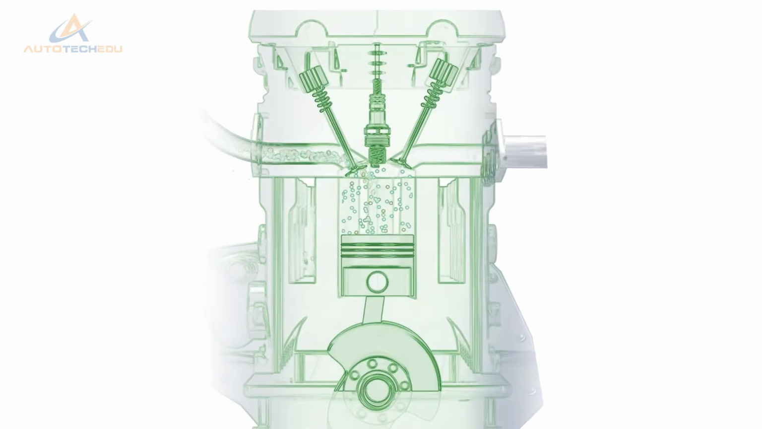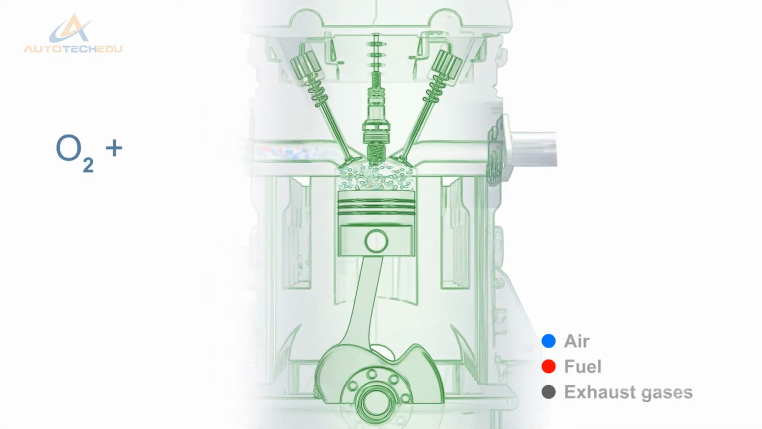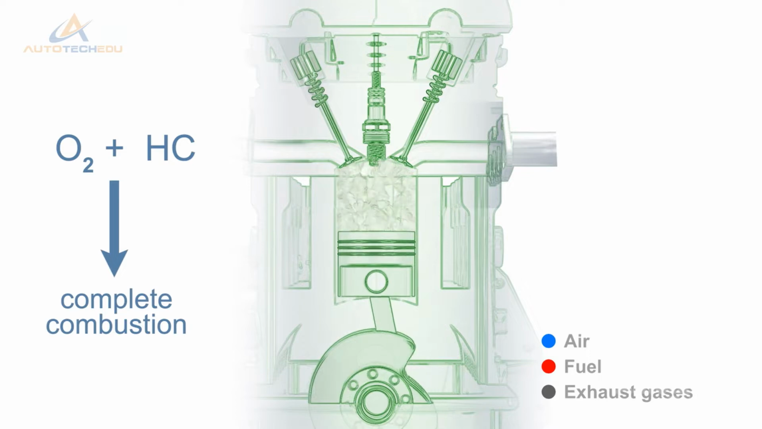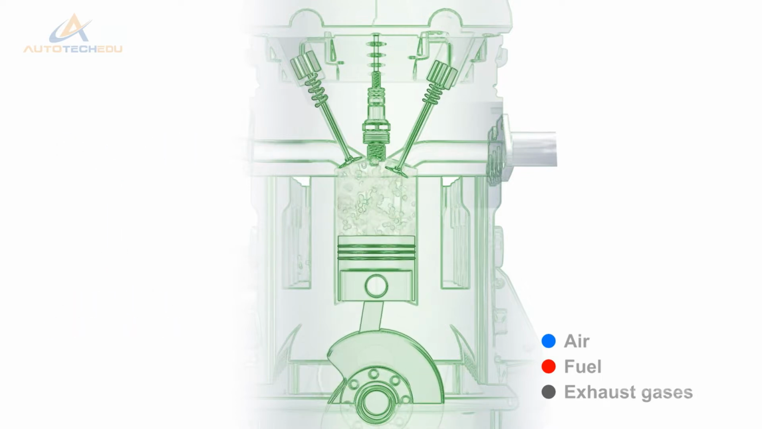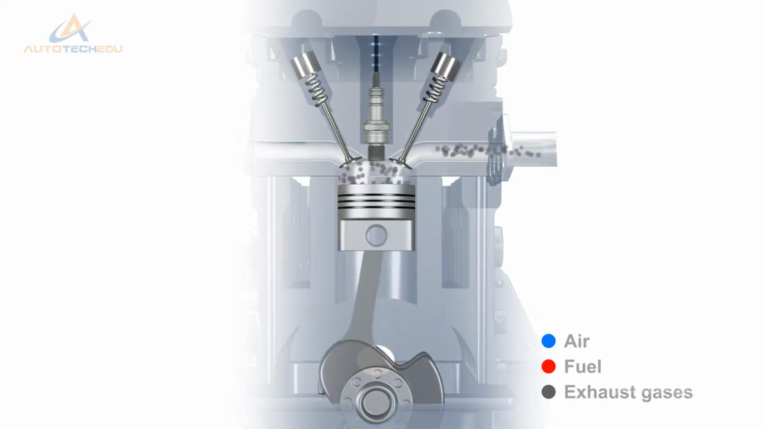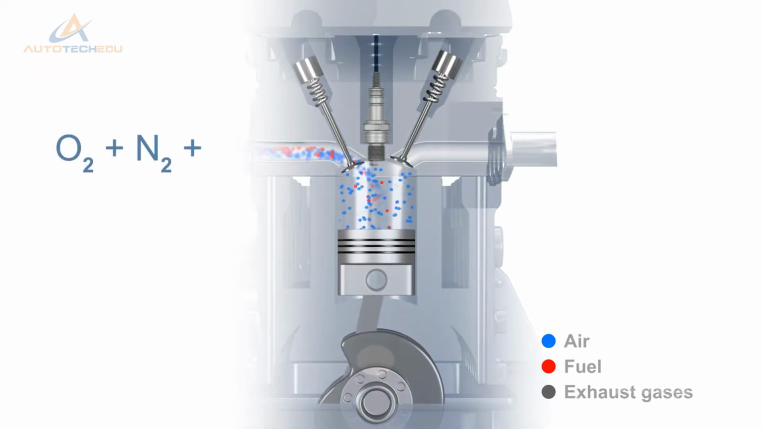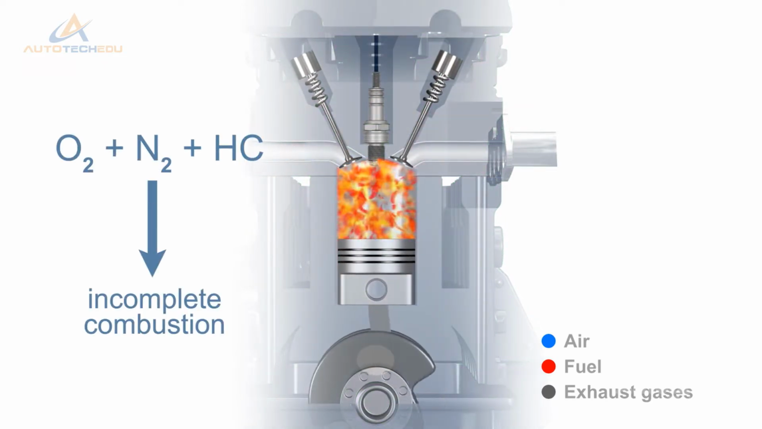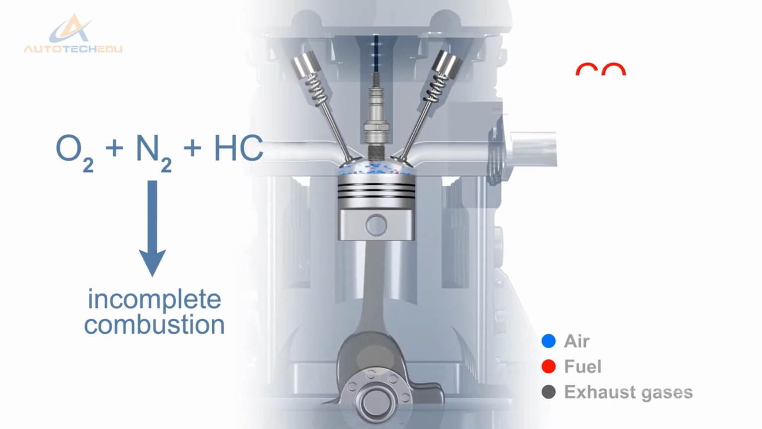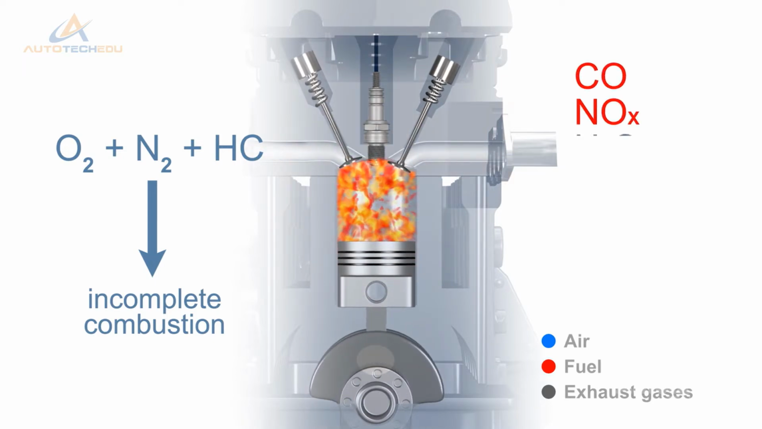In a perfect world, the formula would have oxygen and fuel. Then comes complete combustion, and out of the exhaust we have water and carbon dioxide. In the real world, we have oxygen, nitrogen plus fuel, then incomplete combustion. And finally, out of the exhaust we have carbon monoxide, oxides of nitrogen, water, oxygen and hydrocarbons.